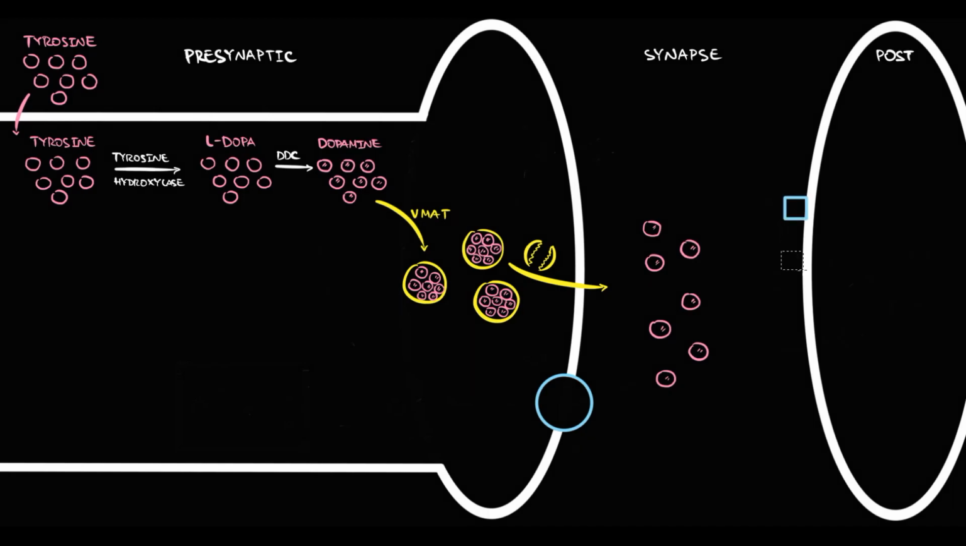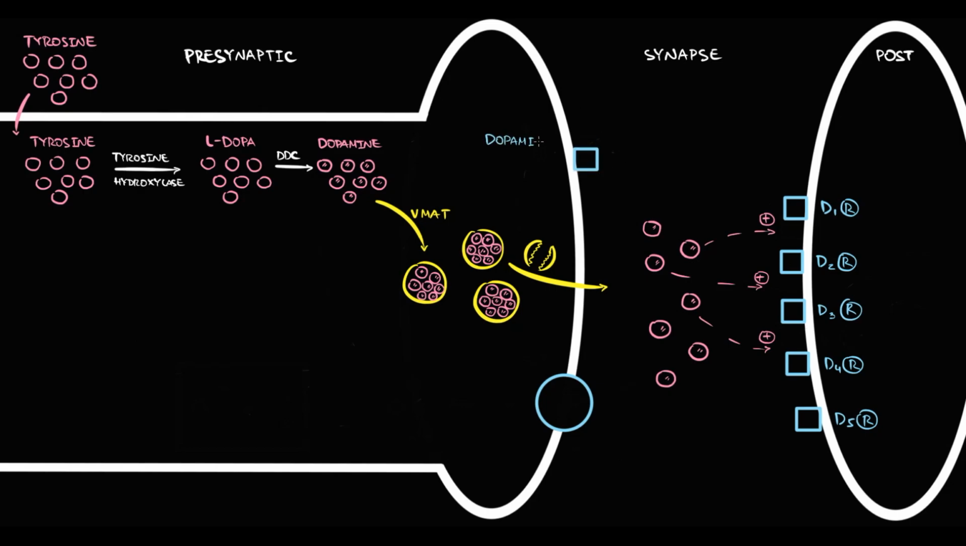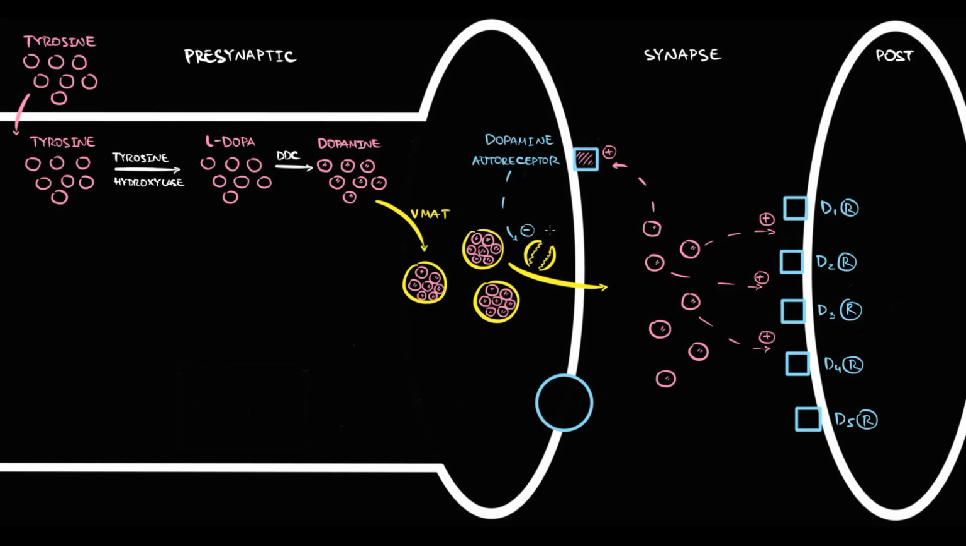On the postsynaptic neuron, we have numerous dopaminergic receptors. Once dopamine molecules appear in the synapse, most of them immediately bind to dopaminergic receptors and activate them. Some of the dopamine molecules bind to dopamine autoreceptor on the presynaptic neuron. With activation, this receptor inhibits the exocytosis of dopamine vesicles into the synapse. So this receptor provides reciprocal regulation. But what happens to dopamine molecules that simply did not have time to bind to any receptor?